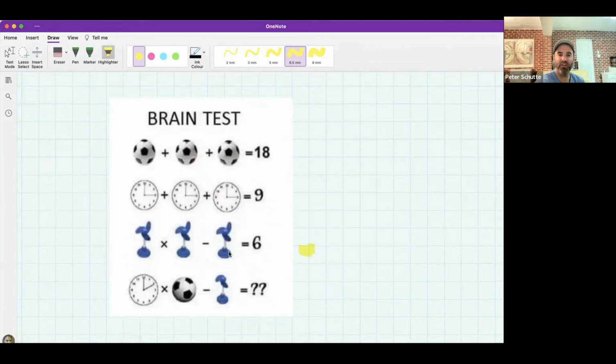We won't do a physical brain break today, but we need to do another one of these. So what is a clock times a soccer ball minus a fan? And then see who can do that.